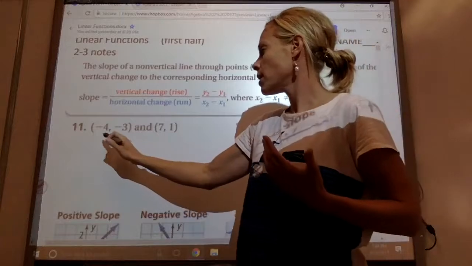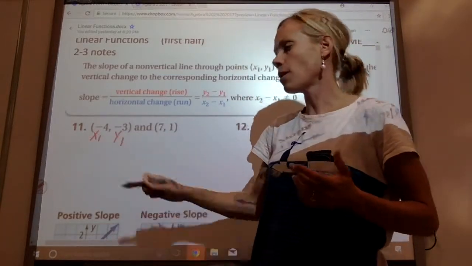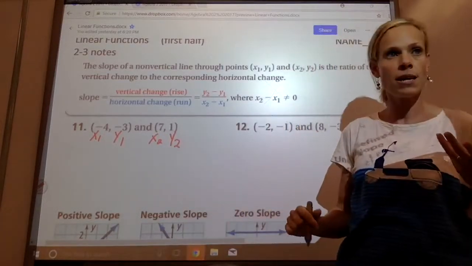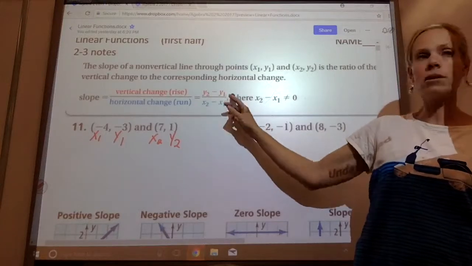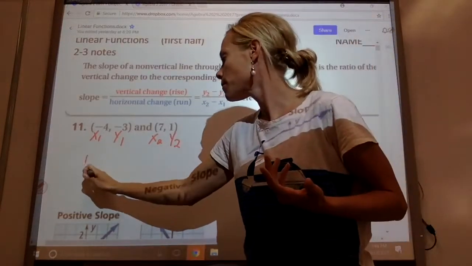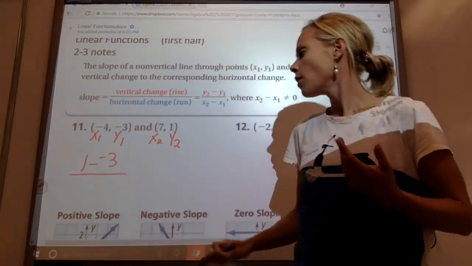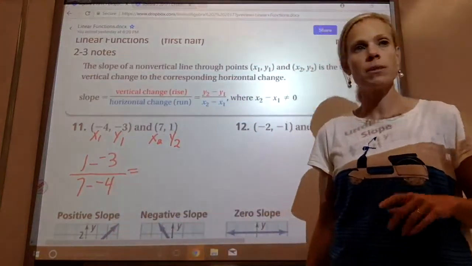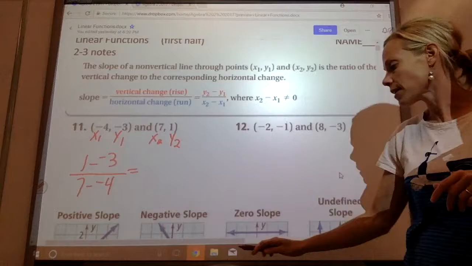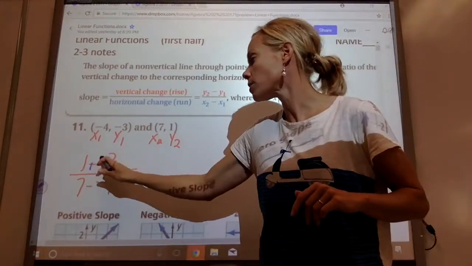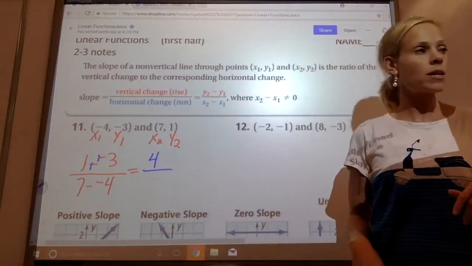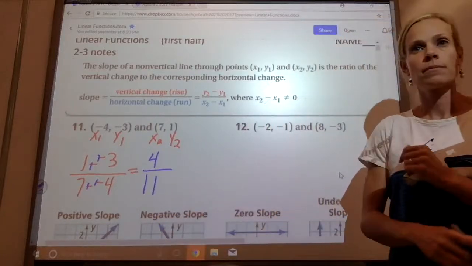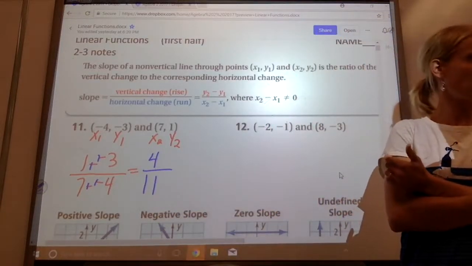So what I like to do is label my first point x1, y1. Label my second point x2, y2, because it's my second point. And then I can just go up to this formula and follow it. y2 minus y1 over x2 minus x1. If I'm subtracting a negative, what do I do? Add the opposite. Very good. So this would be actually plus 3, which is 4. And this one's actually going to be plus 4, 7 plus 4, which is 11. Can't reduce that, so I'm done. That's my slope, 4/11ths.